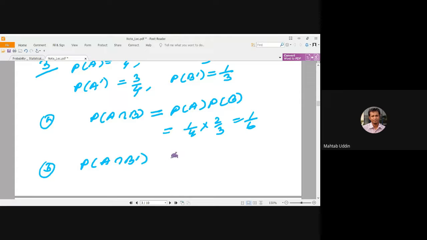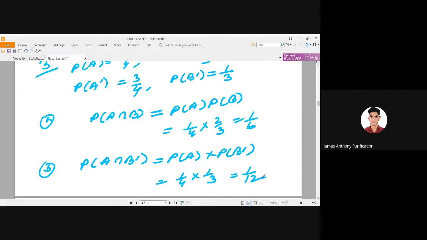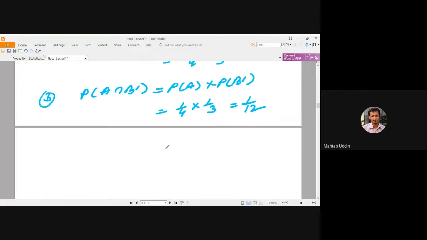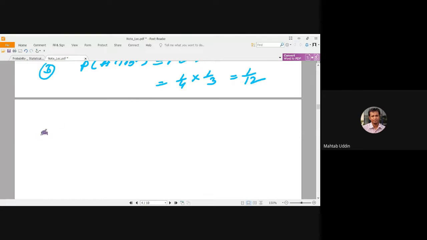Now B, A intersection B prime. So simply you can write P of A into P of B prime. That is 1 by 4 into 1 by 3, that is 1 by 12. Good.